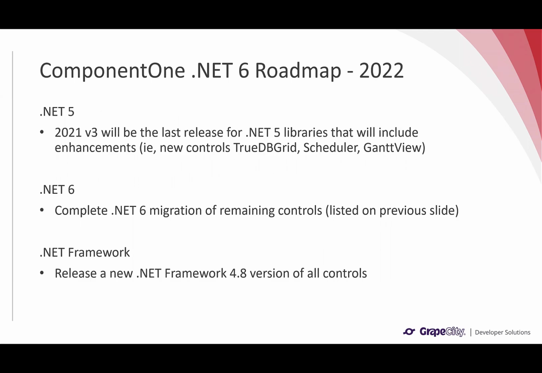Also in 2022, our roadmap looks like this. Our 2021 V3 release will be the last release with new features for .NET 5 controls, especially with all the new controls we're talking about. But we will continue to support the .NET 5 controls as they're finalized with the V3 release for at least one more year. It means that any new features we add in 2022, including new controls, will be only in .NET 6.